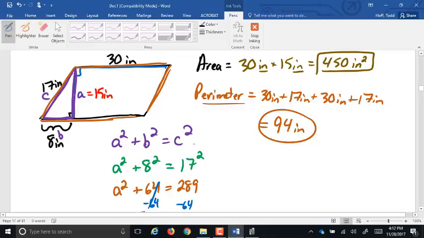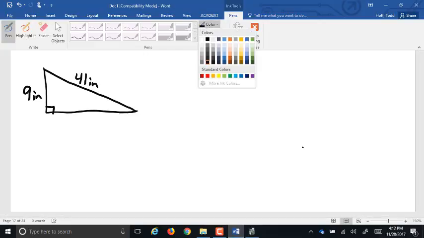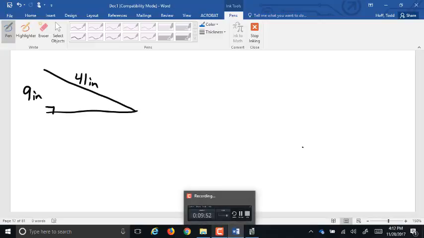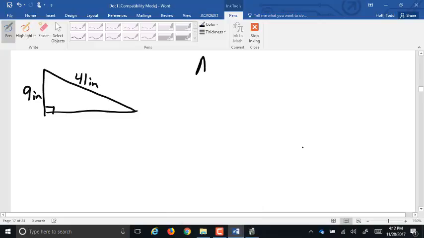For a right triangle now, let's take a peek. So let's say that this is 9 inches and this is 41 inches. I want you in your notes to see if you can find the area of that right triangle. I'm going to give you a couple minutes. I don't know why lines are disappearing on me. There, I'll give you a couple minutes to find the area and the perimeter.